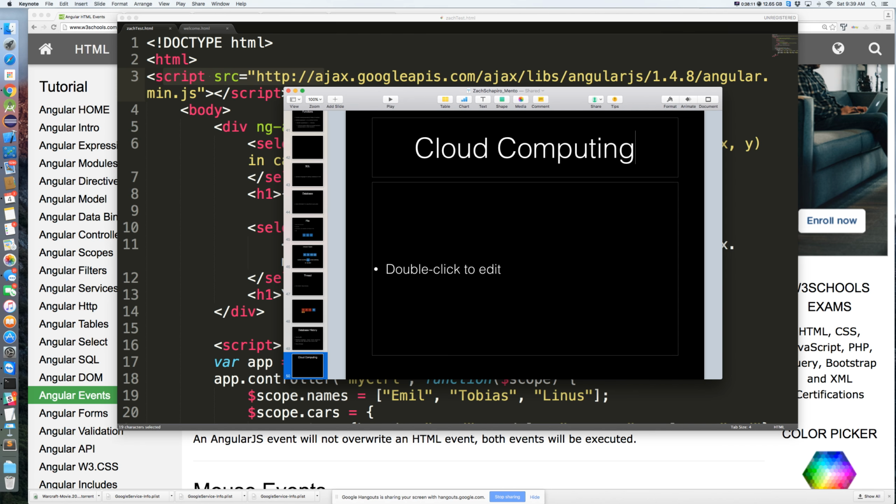Cloud computing is going to be pretty important to us because this is where we're actually going to store our stuff from our applications. We're going to be using a tool in here called Firebase. We'll talk about that.